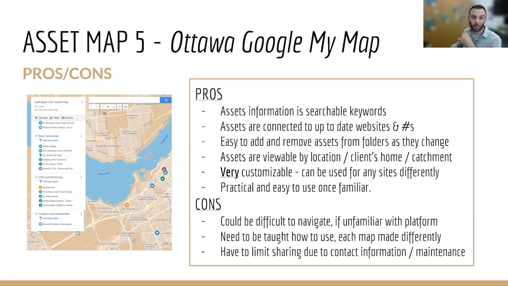Assets are connected to up-to-date websites and phone numbers. So the second you put a pin on your map, it's showing where it is. And it's showing the address, the phone number, the email, the website automatically. And then you can add all the other stuff you want onto it, whether it's whatever contacts you have, or, you know, is it accessible? What are the keywords that you want to make, right?